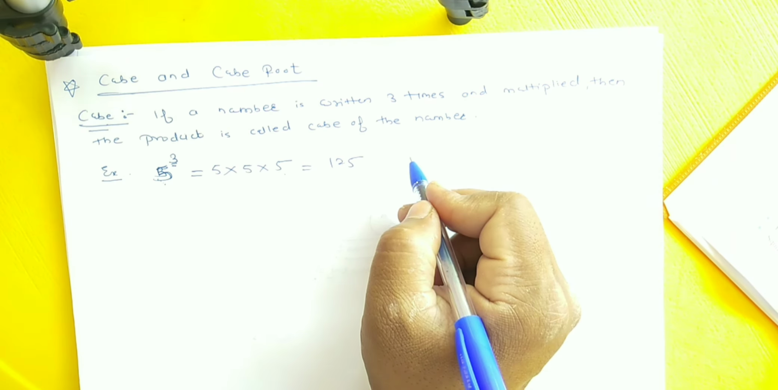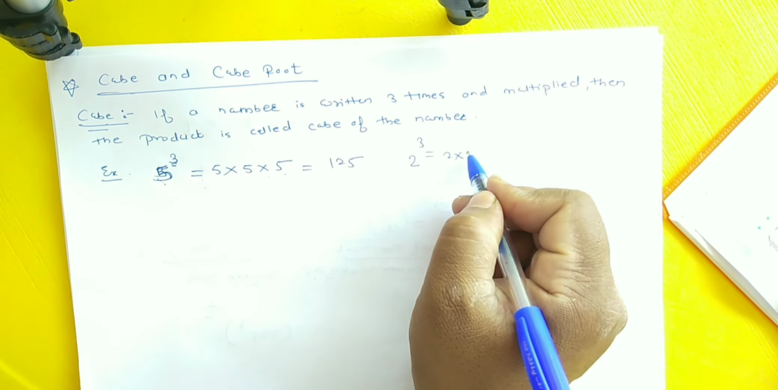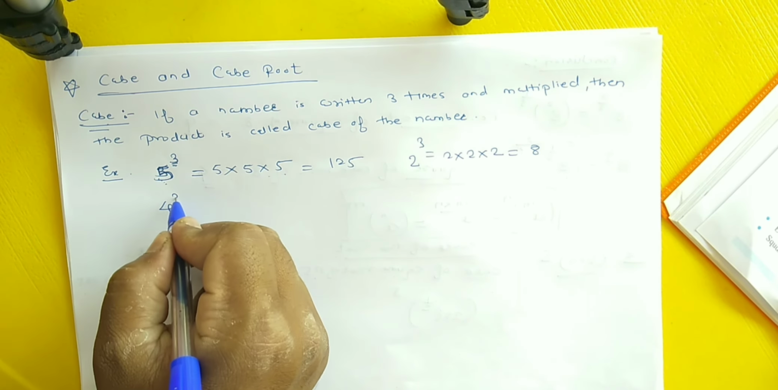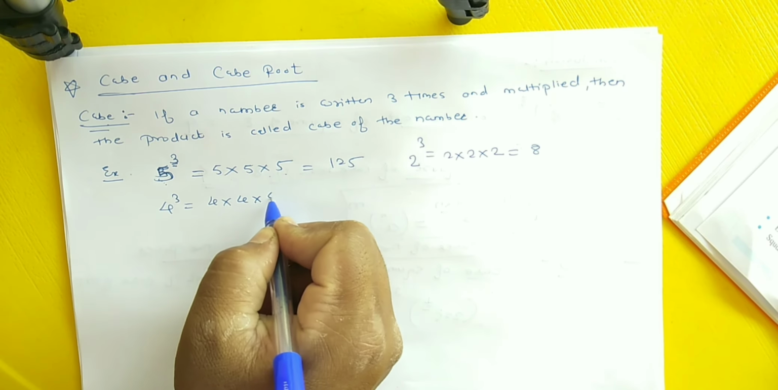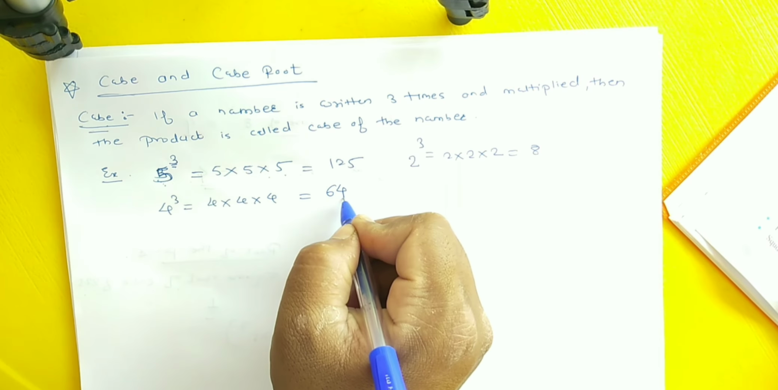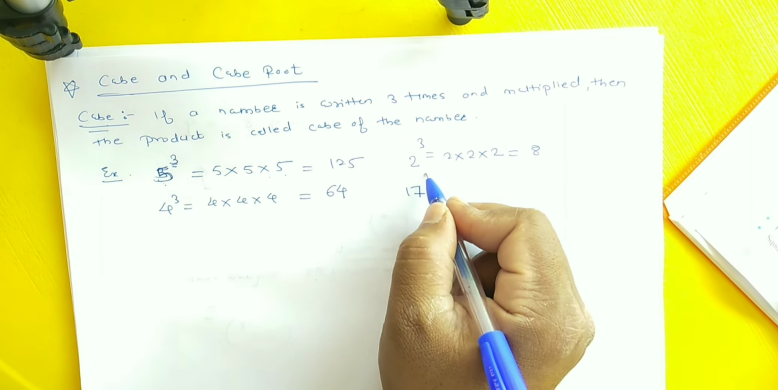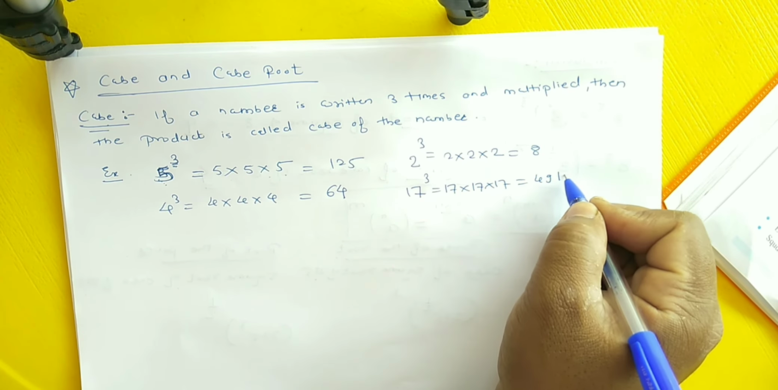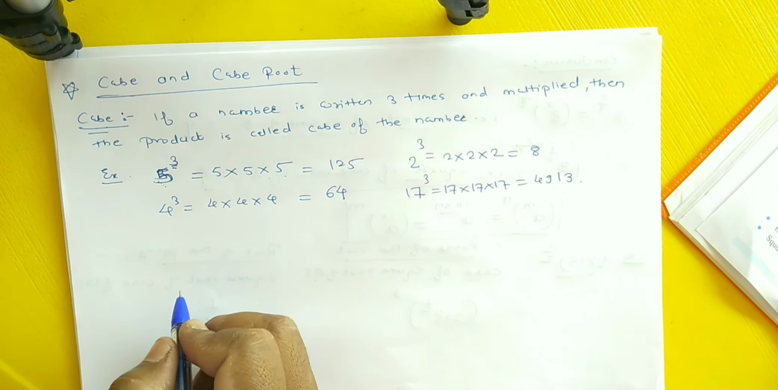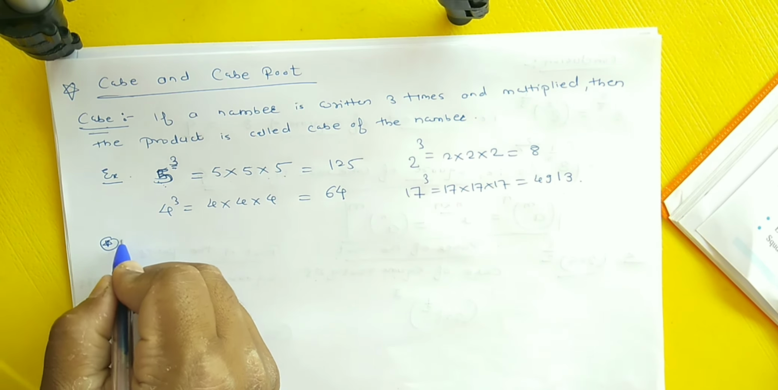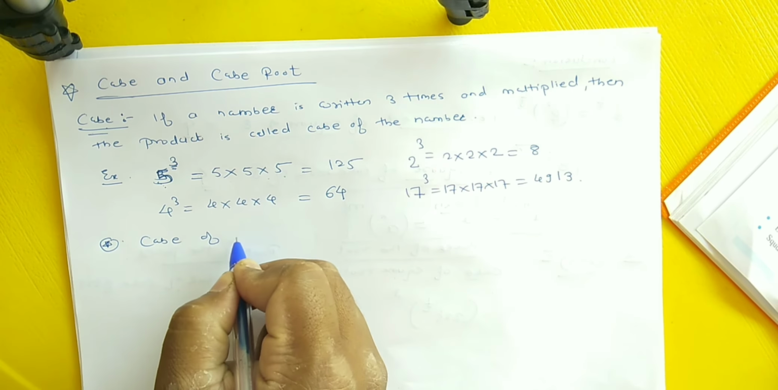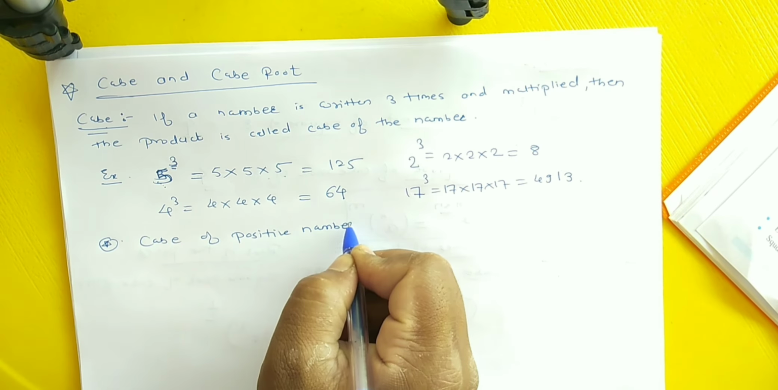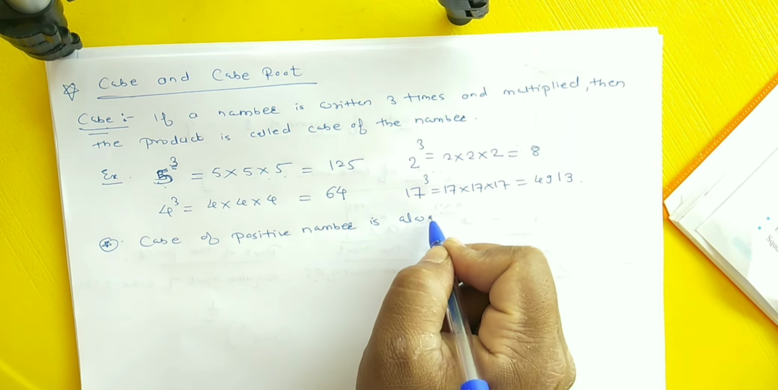Suppose I consider 2 cube, so 2 into 2 into 2, write it 3 times and multiply, the answer becomes 8. 4 cube, so 4 into 4 into 4, so it becomes 64. Suppose the cube of 17, again 17 into 17 into 17, so it becomes 4913. One more note, always remember, the cube of a positive number is always positive.